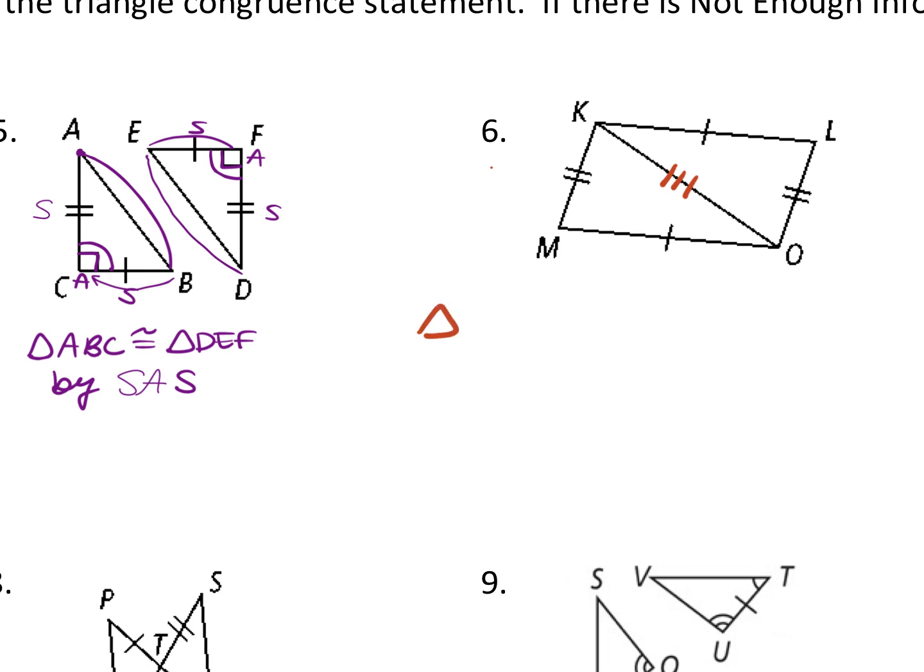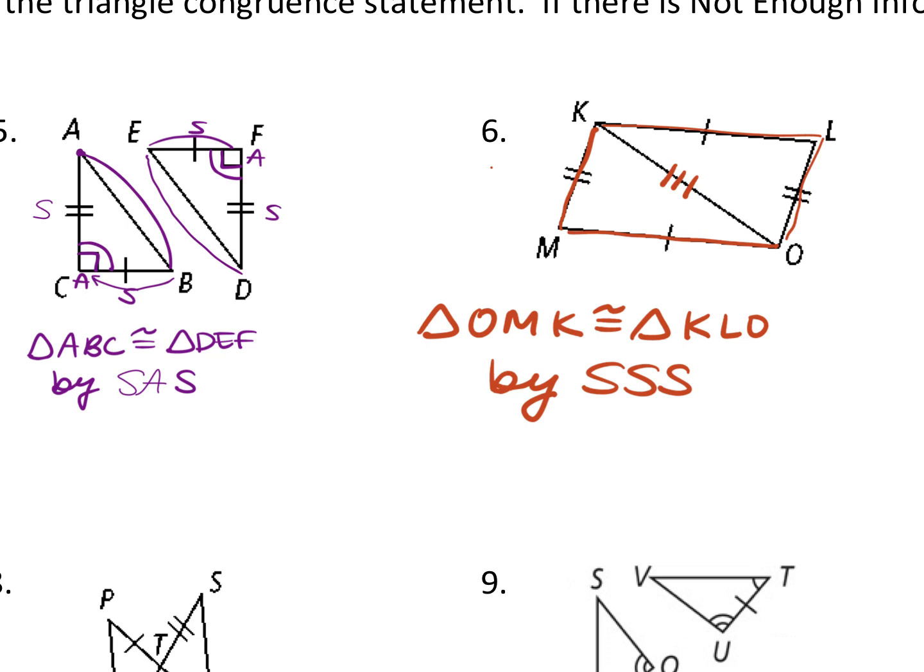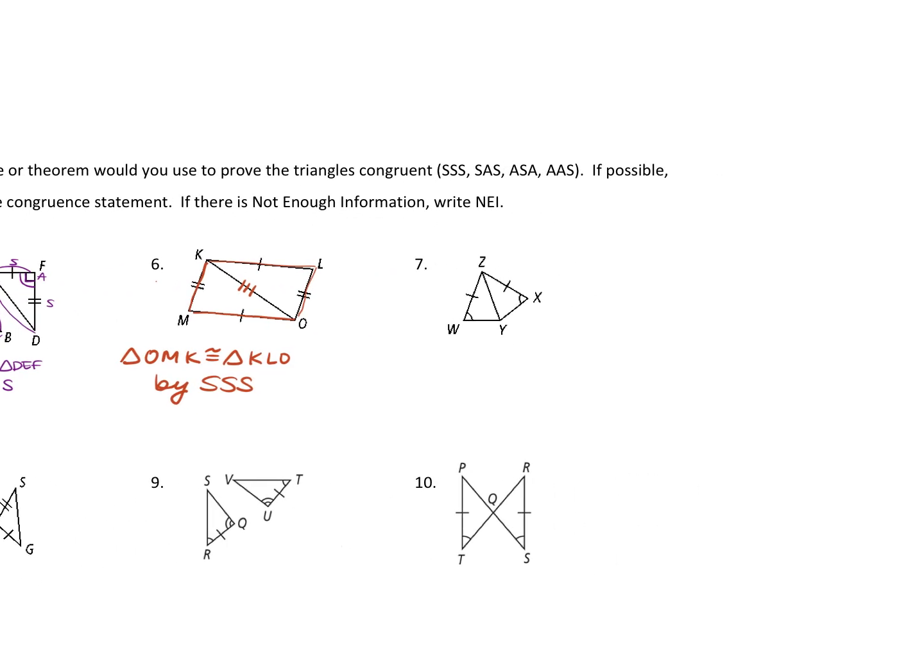So I would say, and now here again, be careful. How are you going to name this? If I say, I would go OMK. Okay, so through the first marking, through the double marking. That would be which triangle? KLO. By SSS. Side, side, side. We don't know any angles there. If the lines were marked parallel, then we would know some of the angles, right? But they're not, so you can't assume it. You got to go based on what we know.